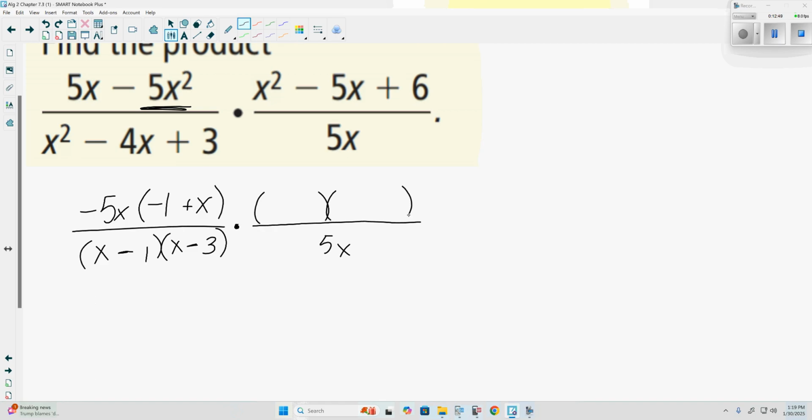X squared minus 5x plus 6. There is no greatest common factor. We would have x and x. What would our signs be? Negative and negative. Since the third term is positive, the signs are the same and match the sign of the middle term. Factors of 6 are?